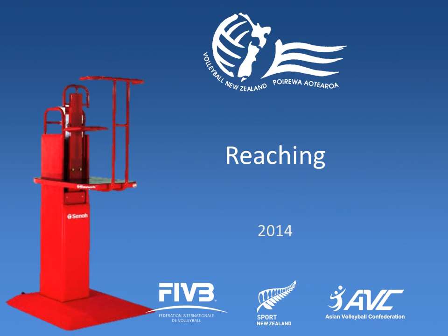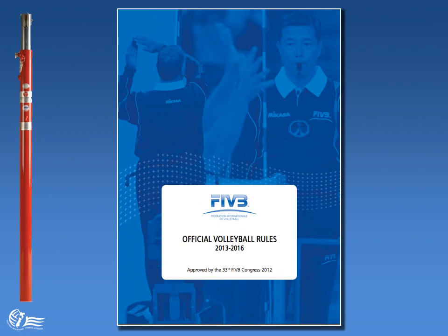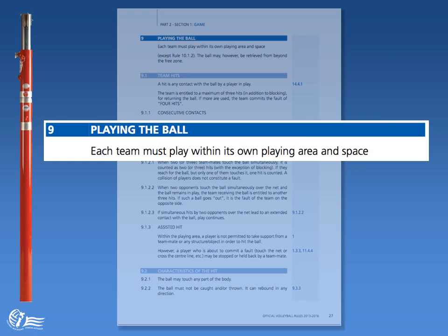Welcome to this short Volleyball New Zealand video on the rule of reaching. Reaching is not covered by one single rule in the rulebook, but we can start by looking at the easiest applicable rule, which is when playing the ball, each team must play within its own playing area and space.